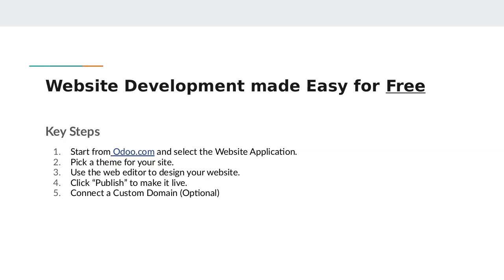Website development on Odoo is basically for free, and the key steps to starting are: you first go to odoo.com, select the website module, and install the module in our database. We then select a theme, and once the theme is selected, we are redirected to our website builder, which is a drag and drop feature that requires no coding. Once we have the pages we need designed, we click on publish to make it live, and we can also connect custom domains.